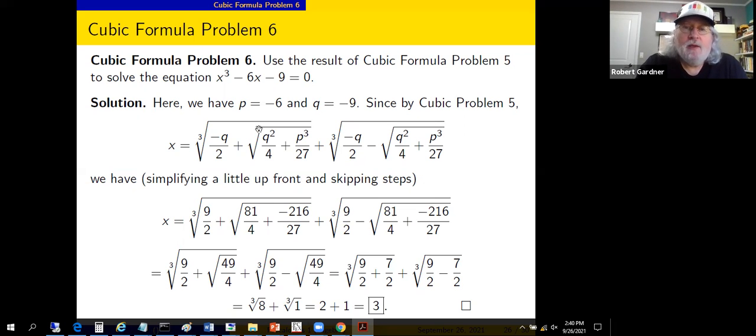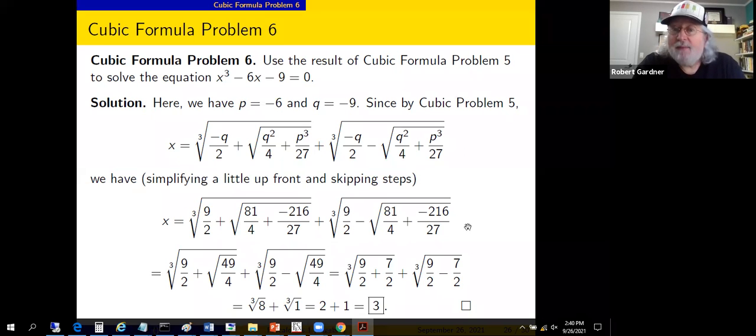So plug -6 into p, plug -9 in for q, and what we get, skipping some level of algebra that I normally show. Let's see, -9 over 2, right? -9 squared is 81. That's where the 81 comes from. -6 cubed, 6 cubed is 216, so we get a -216 here. We get a similar thing here, except the plus in front of the square root has become a minus in this case.